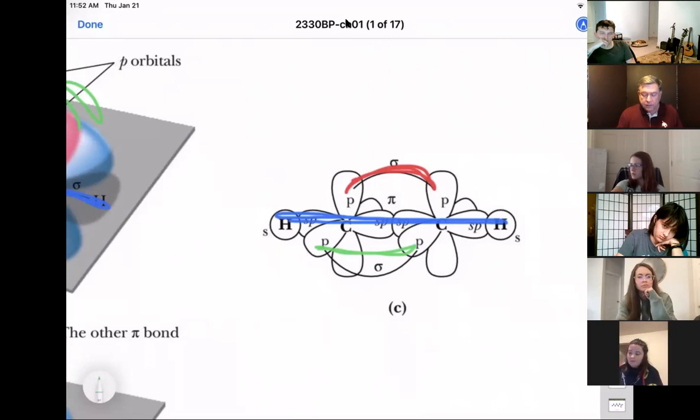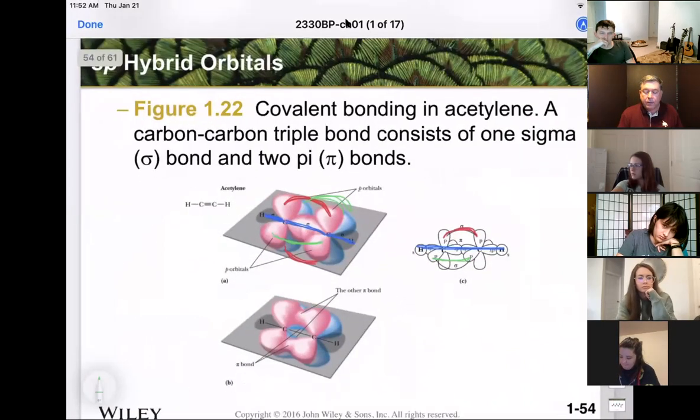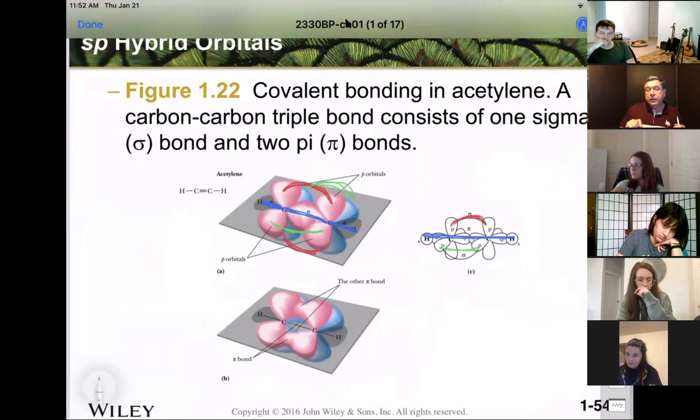Okay, so do we see how by only hybridizing one of the p orbitals, we're allowed to have two pi bonds? If we're hybridizing two of the p orbitals, we're allowed to have one pi bond. If we're hybridizing all three p orbitals, we do not have any pi bonds.